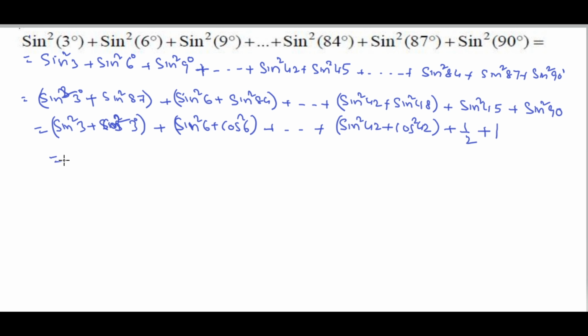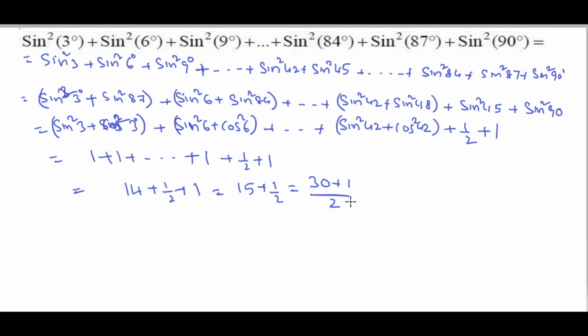It is sin square 3 plus cos square 3, this value is 1, and sin square 6 plus cos square 6 is 1, plus up to sin square 42 plus cos square 42 is 1, plus 1 by 2 plus 1. Here it is 1 plus 1 plus 1 up to, from 3 to 42 the numbers are 14. 1 plus 1 plus 1 plus 1 up to 14 times. That value is 14 plus 1 by 2 plus 1. That is equal to 15 plus half, that is equal to 30 plus 1 by 2, that is equal to 31 by 2. This is the answer.